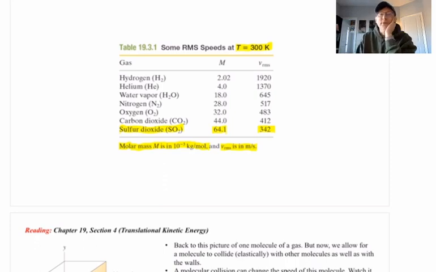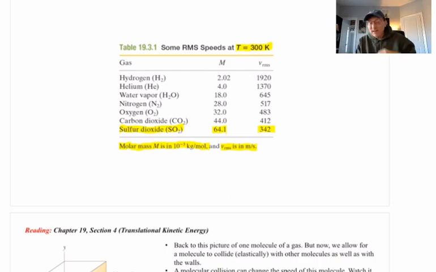Already 342 meters per second seems pretty high. It's close to the speed of sound, right? Of sound waves in air. Then there's carbon dioxide and oxygen and nitrogen. As we go up, they get lesser molar mass, and the RMS speeds get larger. Now we're into the 400, 500, 600 meters per second on average.